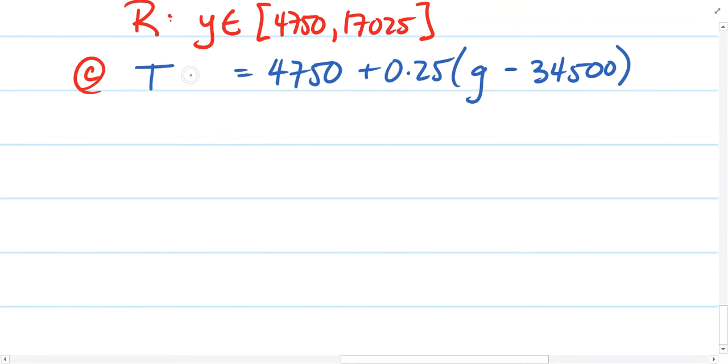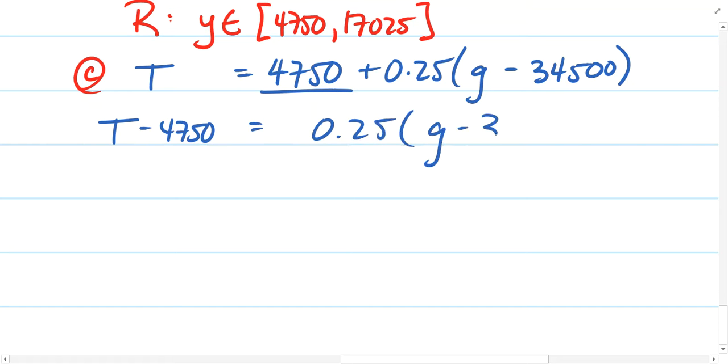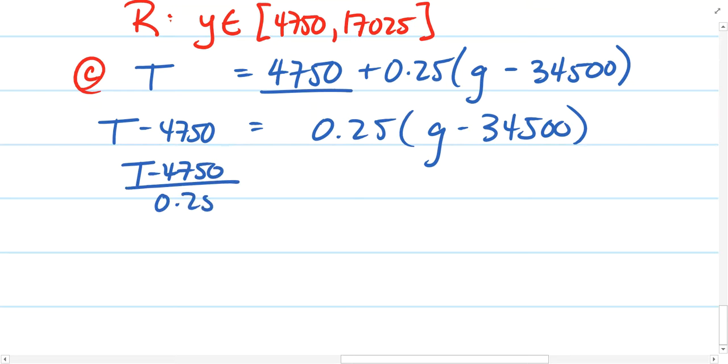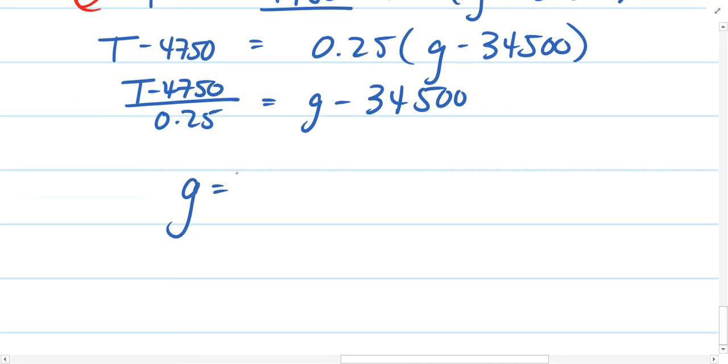If T of G is the original function and we would rather write this as G of T, let's go ahead and make that happen. So what I would do is subtract 4750 from both sides of the equation, and we're now left with 0.25 times G minus 34,500. We could then divide both sides by 0.25, so we've got 4750 divided by 0.25. And then finally we'll add 34,500 to both sides, and what we'll end up with is a function that has G isolated.